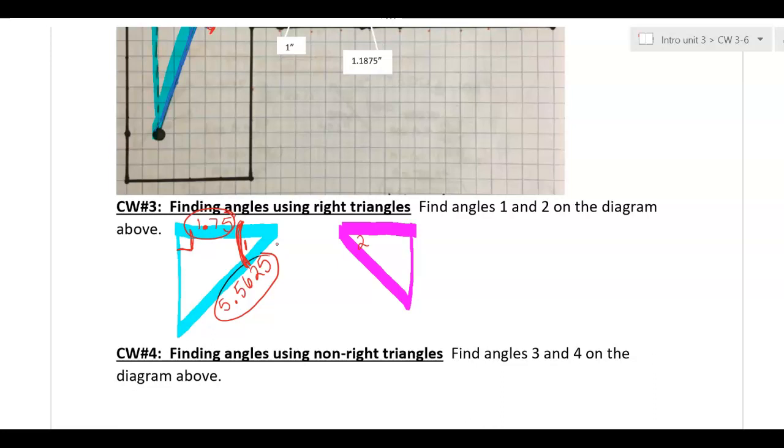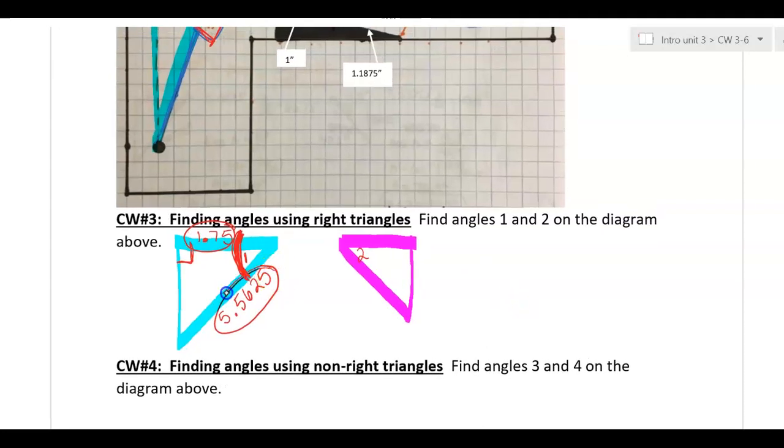What would these sides be called in this triangle? If angle 1 is our perspective, that's the one we're using to figure out things that are opposite, adjacent, hypotenuse. What would we call 5.5625? Which side of the triangle is that? Hypotenuse. Is everybody okay with that? It's across from the 90-degree angle. What about the 1.75? Adjacent, okay? So which trig equation do I want to use if I want to find this angle using the adjacent and the hypotenuse? Cosine.